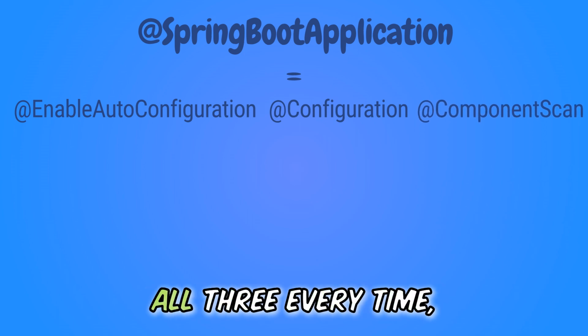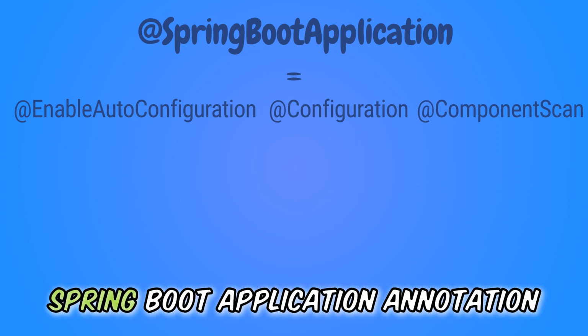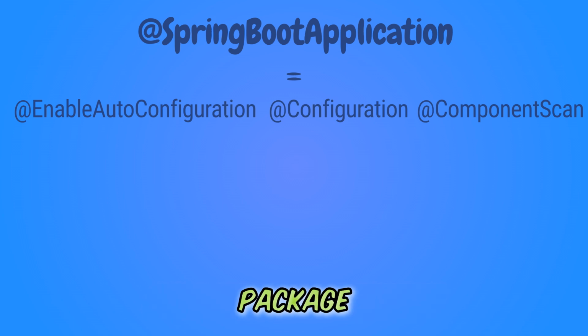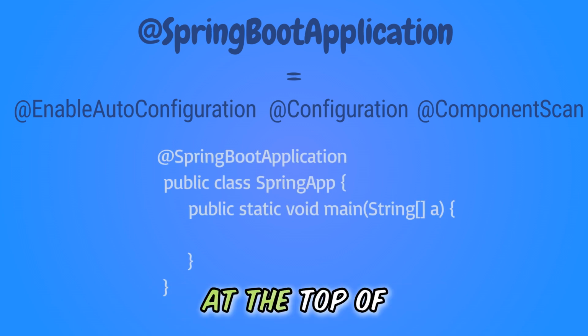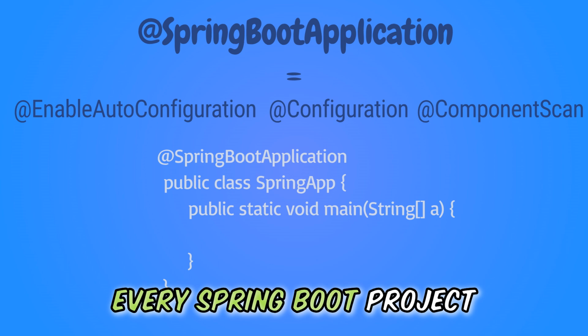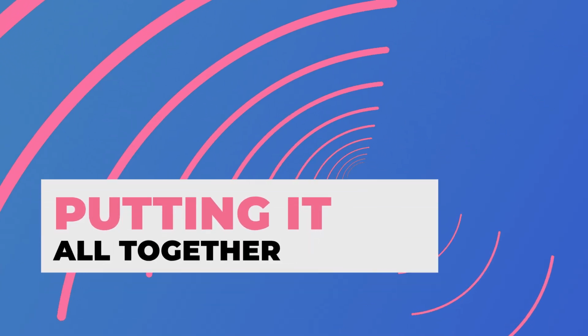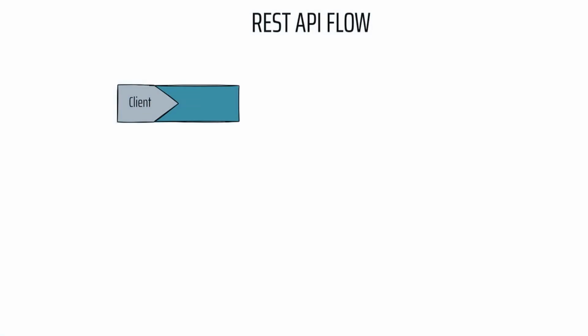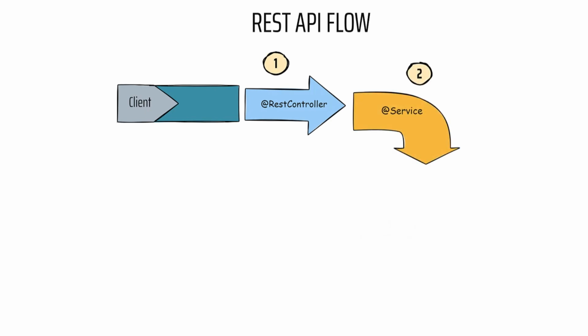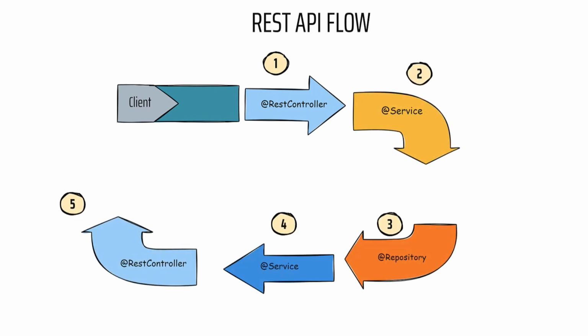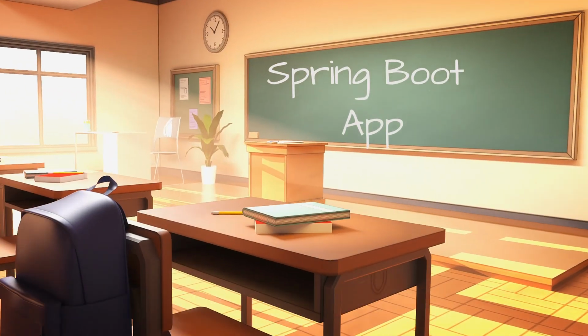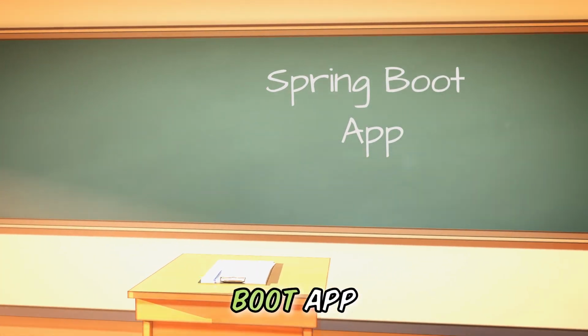So, instead of writing all three every time, Spring Boot gives us the SpringBootApplication annotation as a neat, convenient package. And you'll see this at the top of your main class in every Spring Boot project. Now imagine this. A request comes in, hits your REST controller, which calls a service that talks to a repository. All of this wired by Autowired, configured with Value, and managed by SpringBootApplication. And just like that, you now understand the backbone of any Spring Boot app.